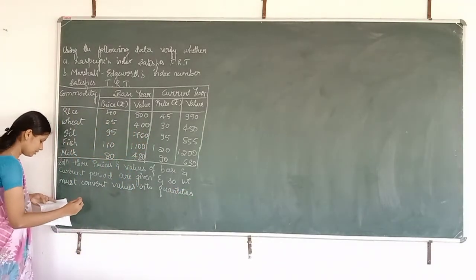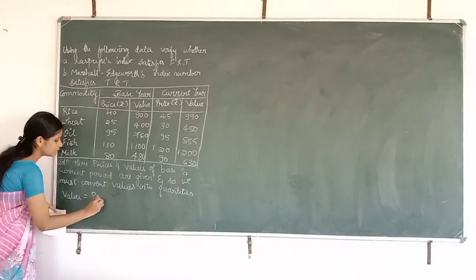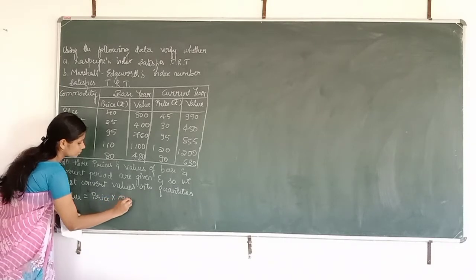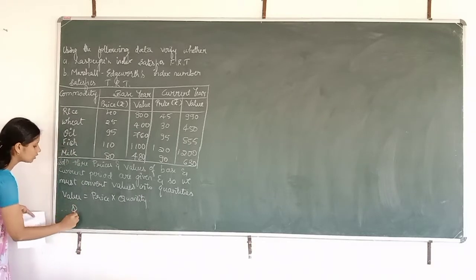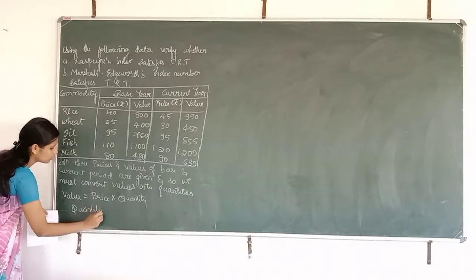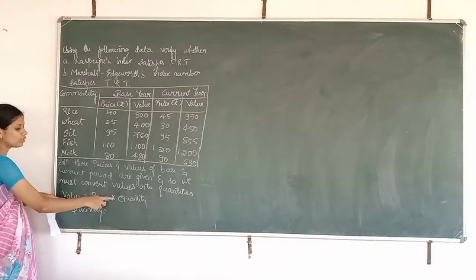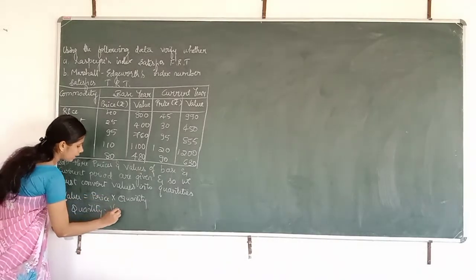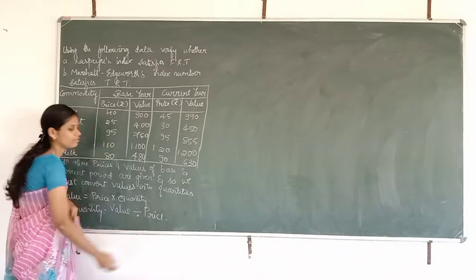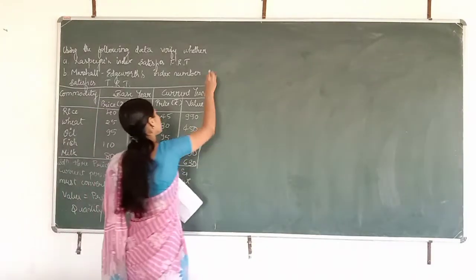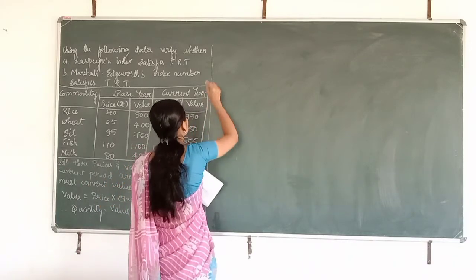That is, value is equal to price into quantity. Therefore, quantity is equal to, so how to find out quantity? You bring the price to this side, so value will become divided by price. Quantity is value divided by price. So first we are going to draw the table once again to find the quantities of base year and current year.